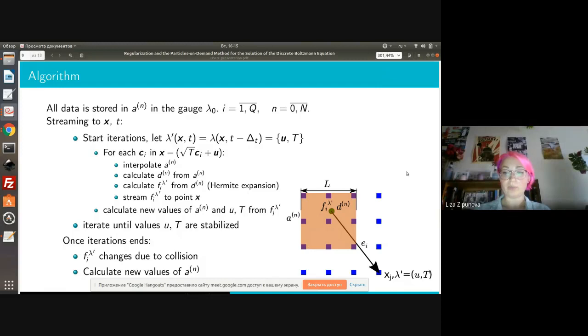Iterations proceed till we find the right values of speed and temperature at this point. Once iterations stop, we can calculate collision and the new values of moments in standard frame A. We call this method regularized particles on demand, or RegPOND. The particles on demand and regularized particles on demand methods were implemented as a program for GPU.